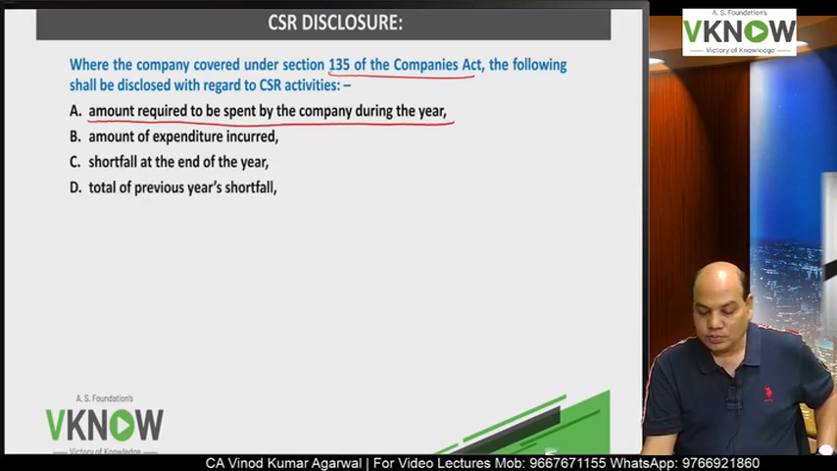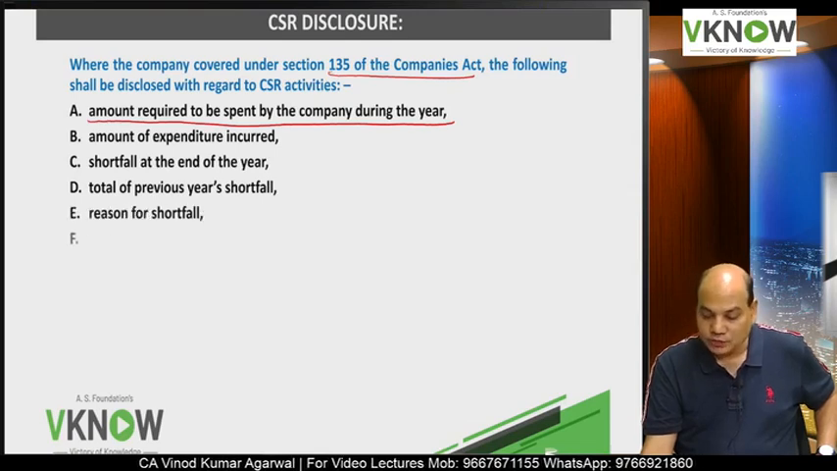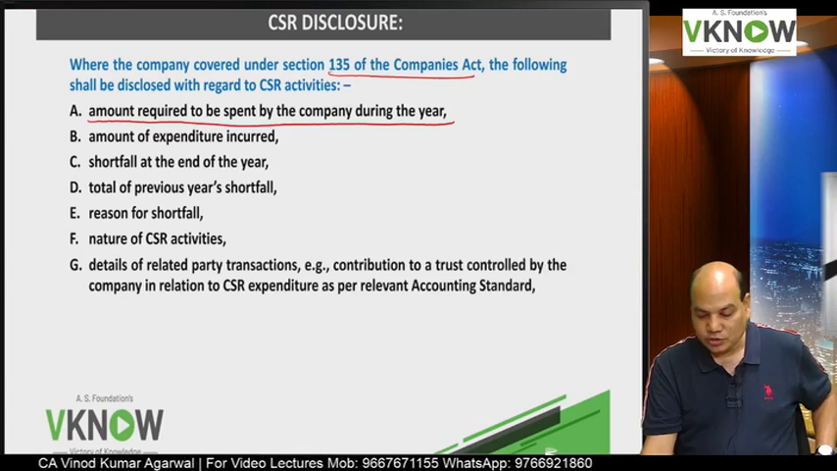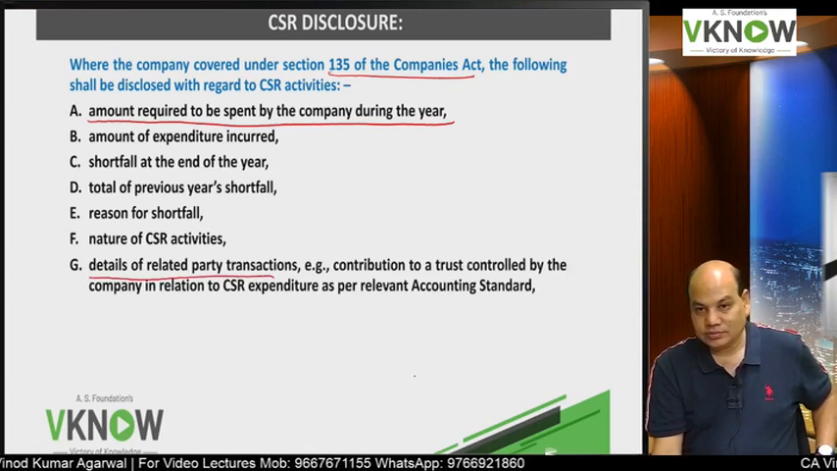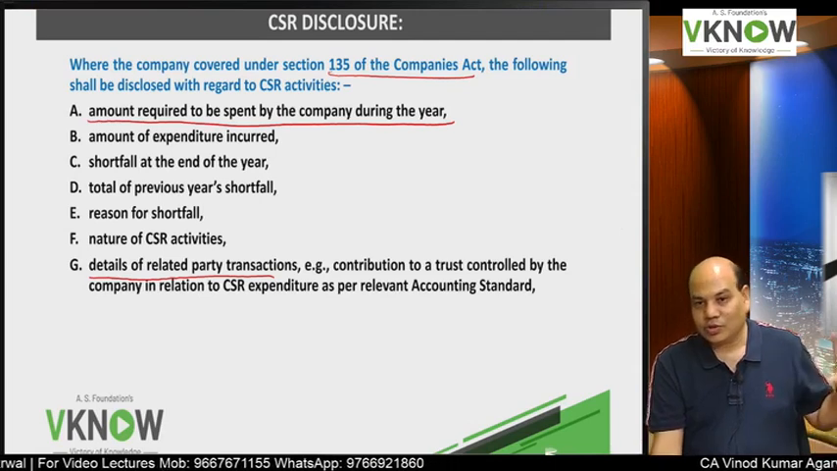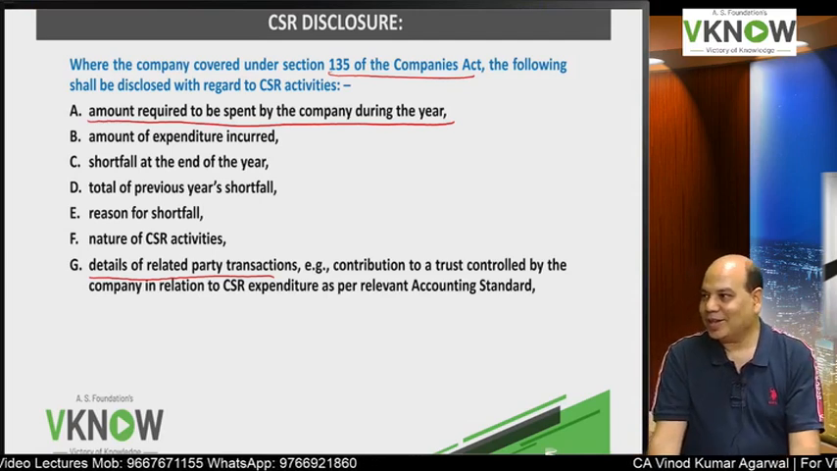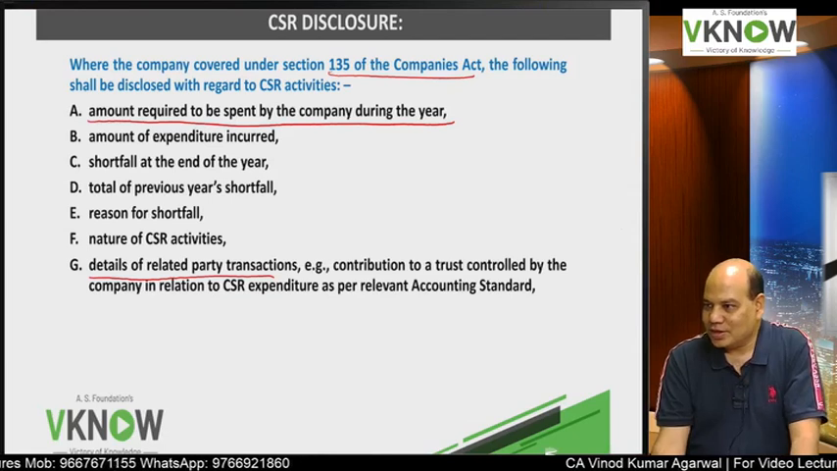Then any total of previous year shortfall you have to disclose, reason for shortfall, and then what are the nature of CSR activities you have undertaken. You have to give a brief disclosure of that. And if there is a related party transaction, so you can have your own NGO also through which you can contribute. That means you can just transfer money from company to your related party NGO. That is what happens. Is it right?